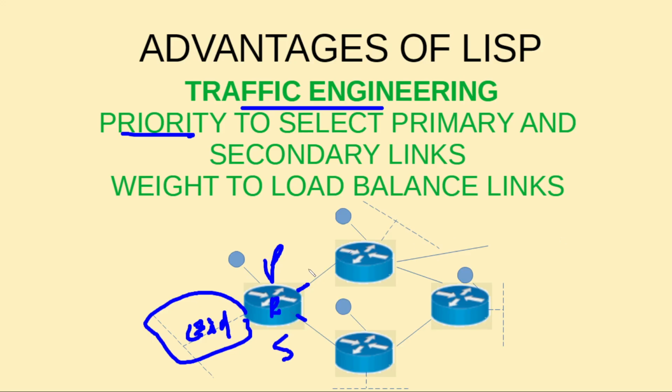Now, if we configure the same priority for both interfaces, they will behave in an active manner. And then we could use the weight parameter in order to load balance across these two active interfaces. So we can reach or try to reach a 50-50 load balance, 80-20 load balance, and so on.